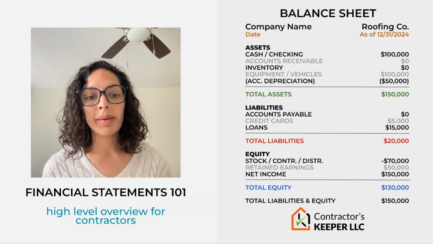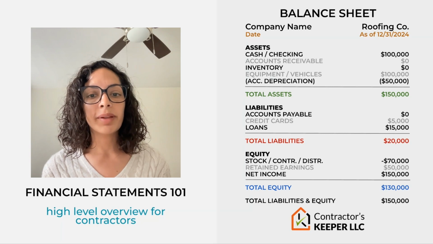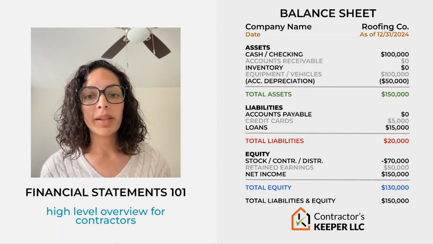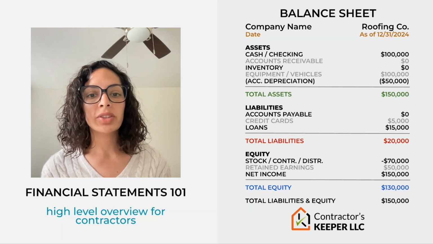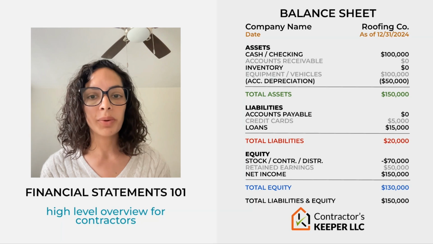One thing to remember about the balance sheet is that the total assets must equal the combined total liabilities and total equity. So our total liabilities here were $20,000 and our total equity was $130,000. Our total liabilities and equity are $150,000, which match the $150,000 of total assets.